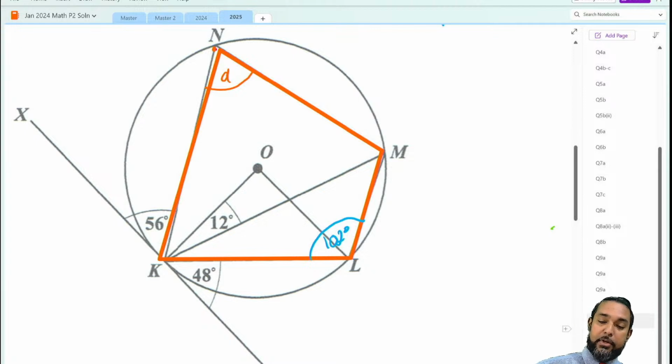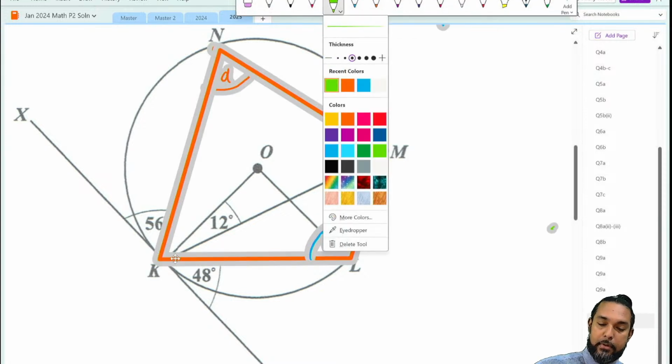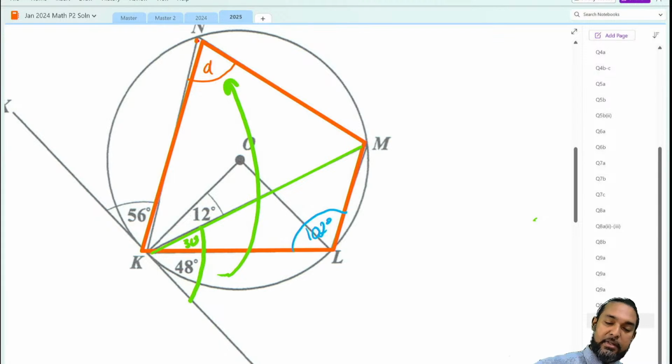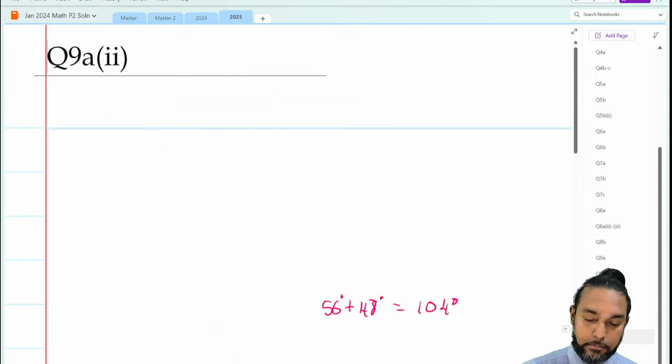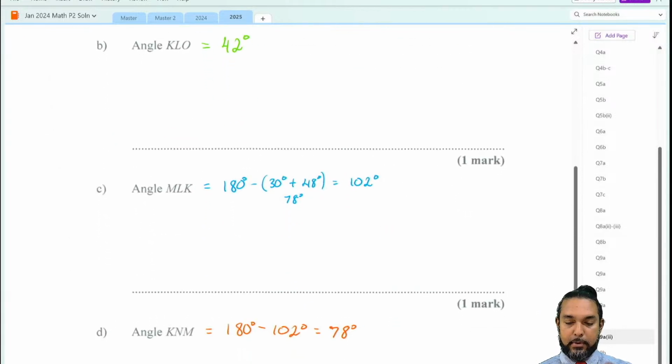Now, the other way you could do it is to say angle between tangent and chord. Let me explain. If you use this whole angle here, and we know this piece here is 30 degrees, so the whole thing is 78. And the angle between tangent and chord is equal to the angle in the alternate segment. So whether you do it one way or the other, you get the same value. Okay, so I think we're okay with that.